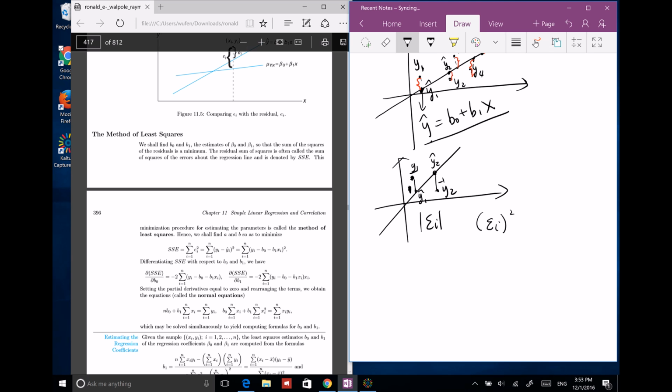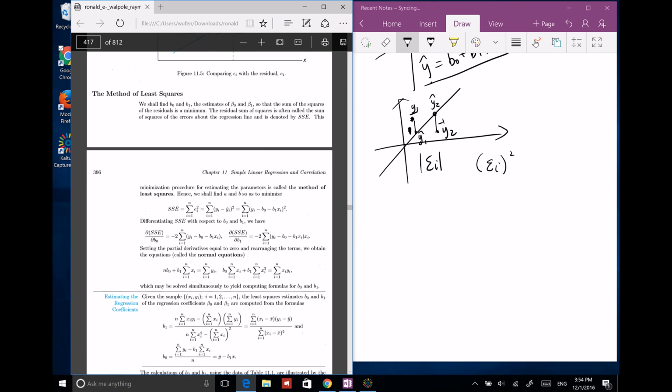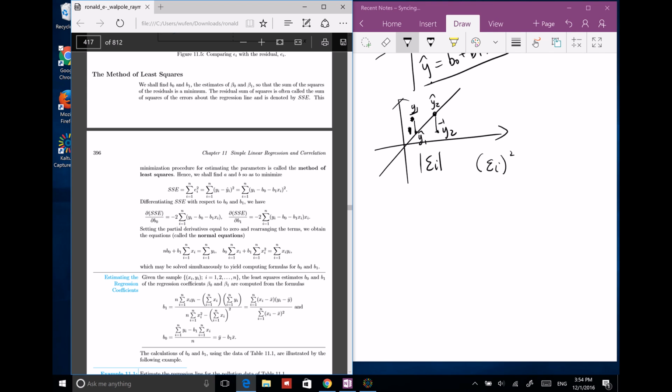The best way to do it is to put a square, because if you put a square, we can take the derivative if you take calculus. If you do the absolute value, it's pretty hard to take the derivative. The absolute value function is not continuous. You look at the absolute value function, it's like this. It's not continuous at this point. But a square is better. Square is continuous everywhere, so we can take the derivative. Okay? So that's why we have the method of least squares.